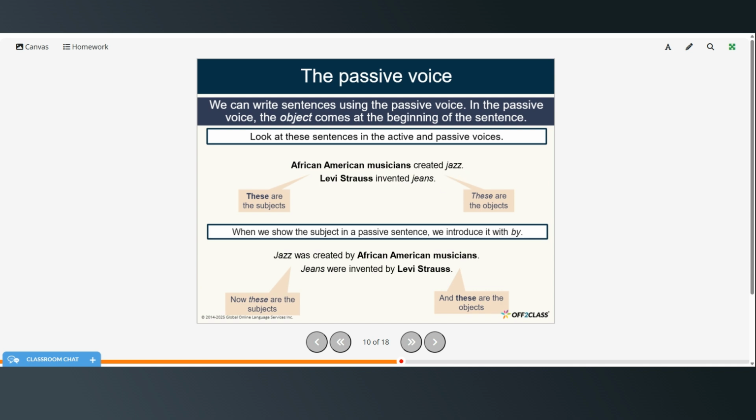When we show the subject in a passive sentence, we introduce it with by. So jazz was created by African American musicians, and jeans were invented by Levi Strauss. So here, jazz and jeans become the subject, and African American musicians and Levi Strauss are the objects.